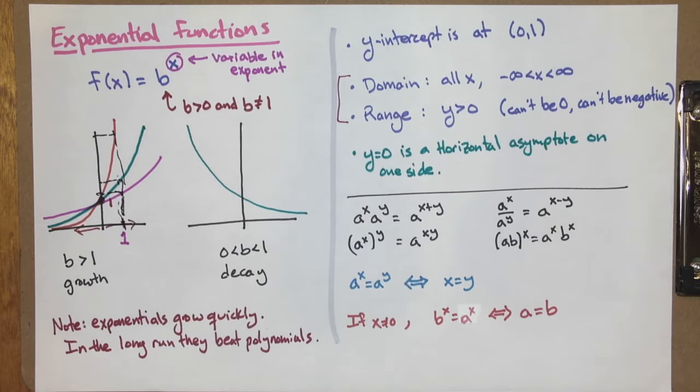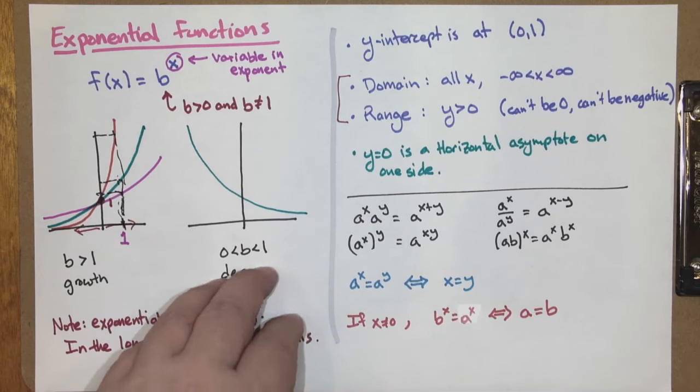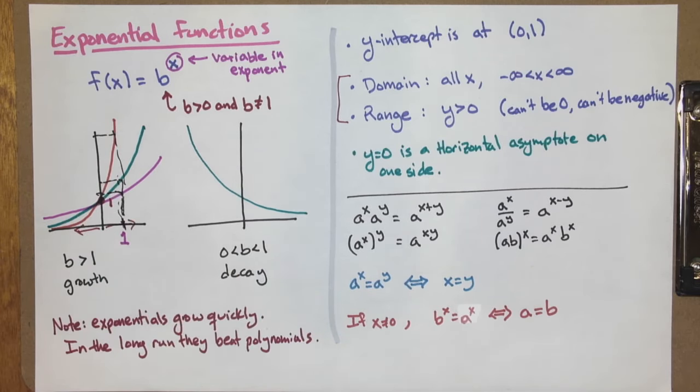So when in doubt, if you have a graph and you know it's b to the x, you just ask, what's happening at 1? Wherever you're at 1, that tells you your value of b. All right, so b greater than 1 models growth. If you have b between 0 and 1, that models decay.